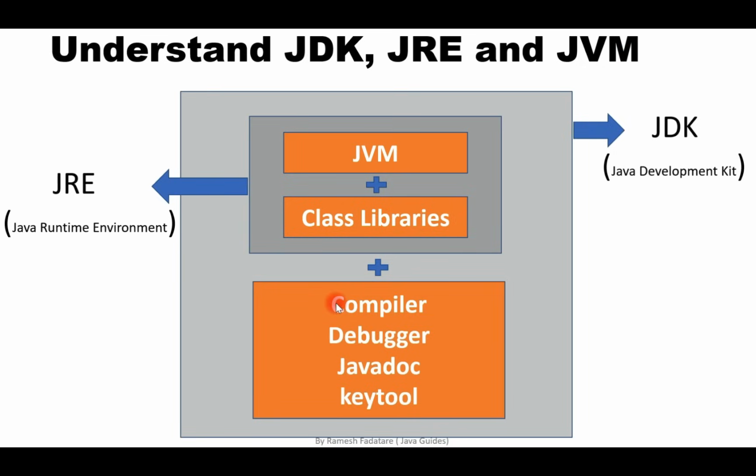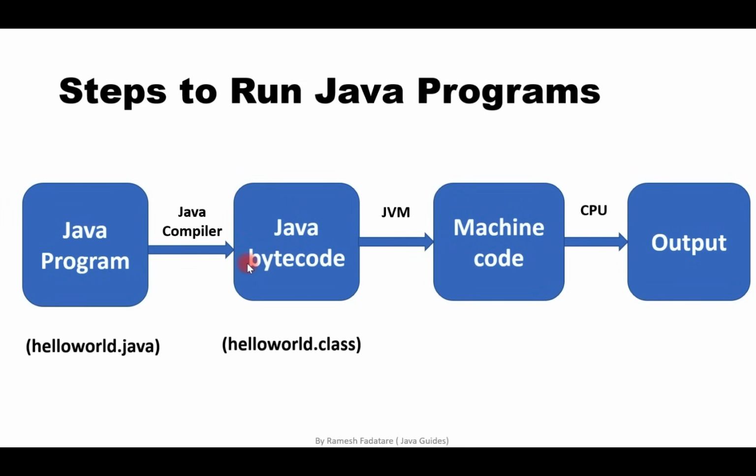To understand more about JVM, let's move to the second slide. Look here, these are the steps to run any Java program. Let's say we create a file with a .java extension and we write a Java program into it. We use JDK to develop Java programs or Java applications, and we use a Java compiler to compile the Java program into Java bytecode. JDK has a compiler, so we can use it to compile the Java program into Java bytecode. So we use JDK to develop a Java program and to compile it.